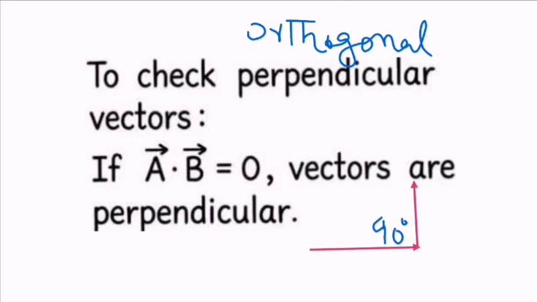Now, to check the perpendicular vectors. Perpendicular vectors are also called orthogonal vectors. Now, if the dot product of two vectors is equal to 0, then vectors A and B must be perpendicular or orthogonal. Meaning the angle between vector A and vector B must be 90 degrees.